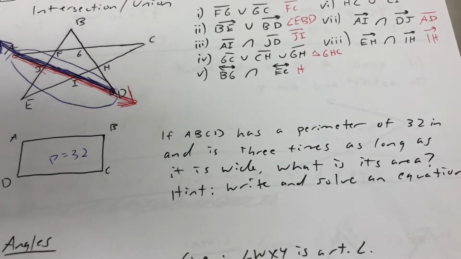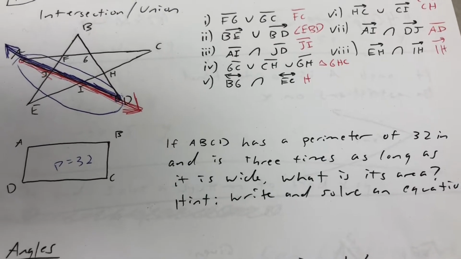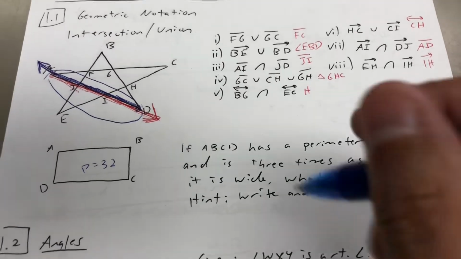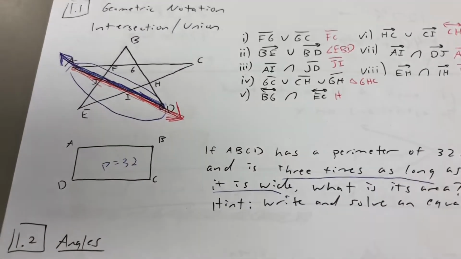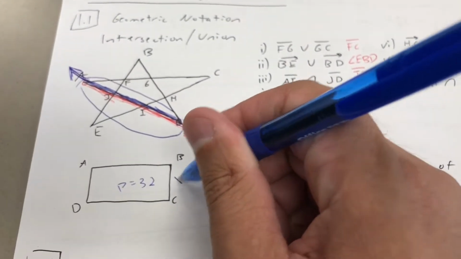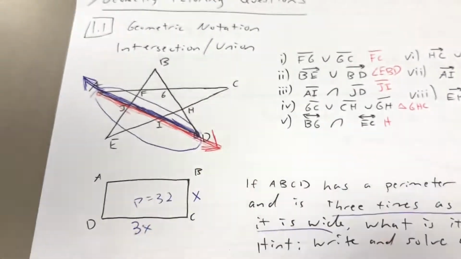Remember that if you use 2 variables, you're going to end up needing multiple equations in a system, and that's a lot of extra work. So I always try to write equations with 1 variable if I can. And notice, one side is 3 times as long as the other, 3 times as long as it is wide. So I could make the width x or w or something like that, and it means it's going to be 3 times as long. That would be 3x.